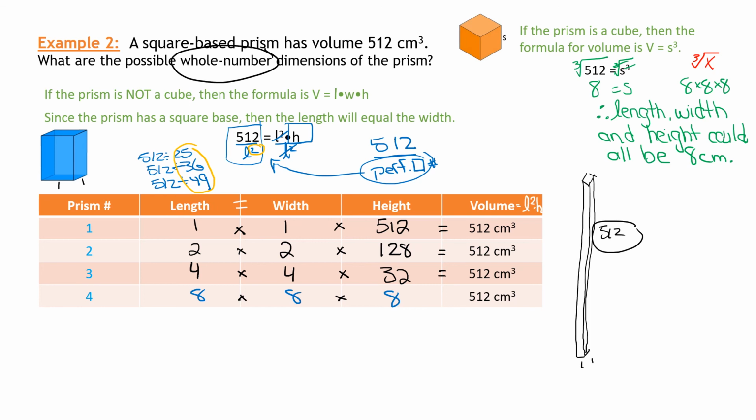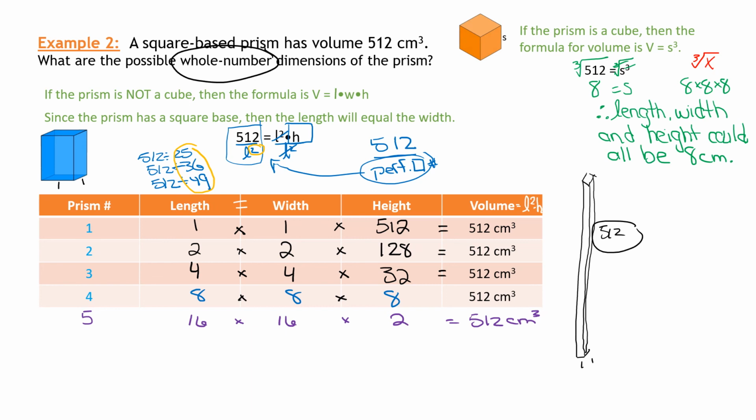Did you find it? So we found a 5th prism here, I hope, which is 16 by 16 by 2. That's also equal to 512 for volume, centimeters cubed.